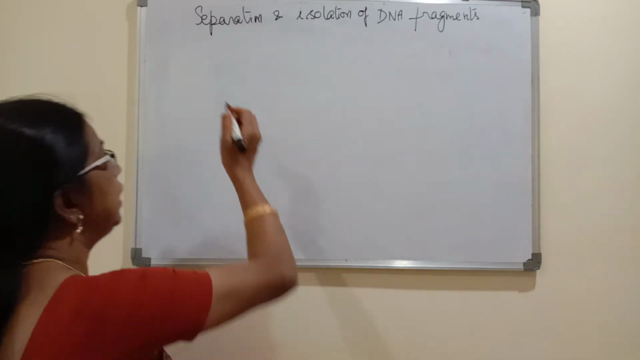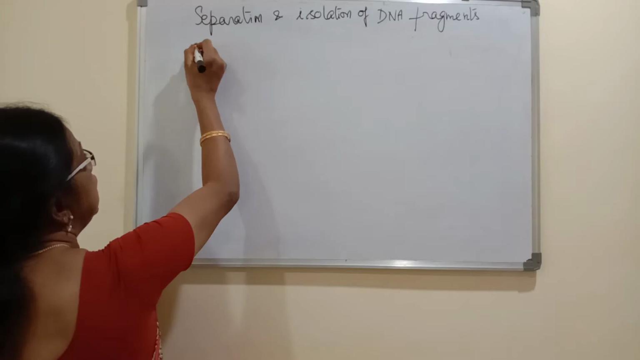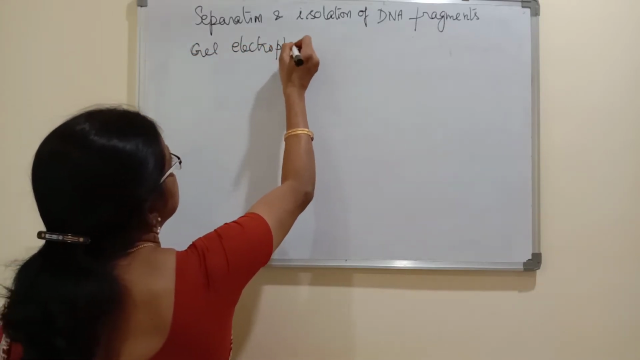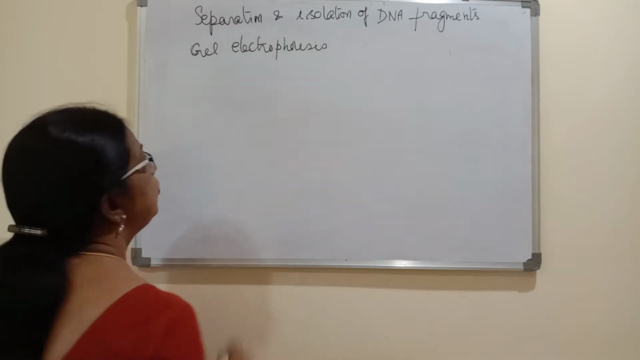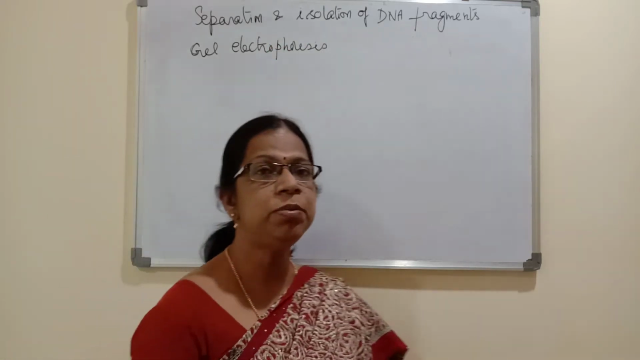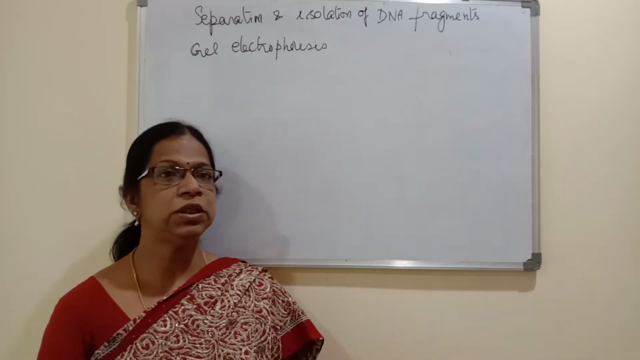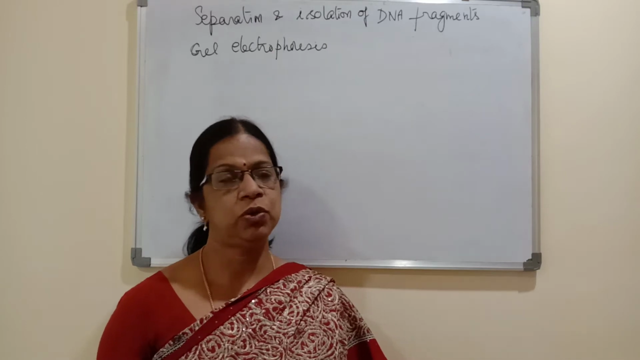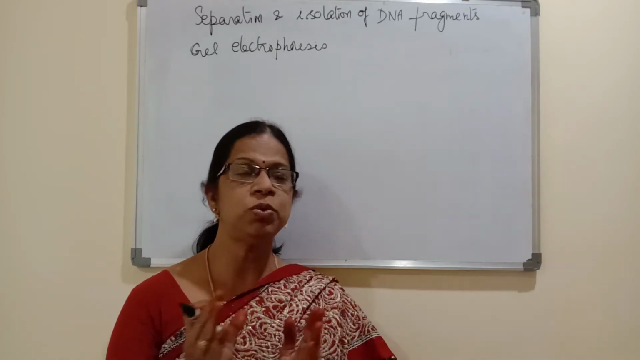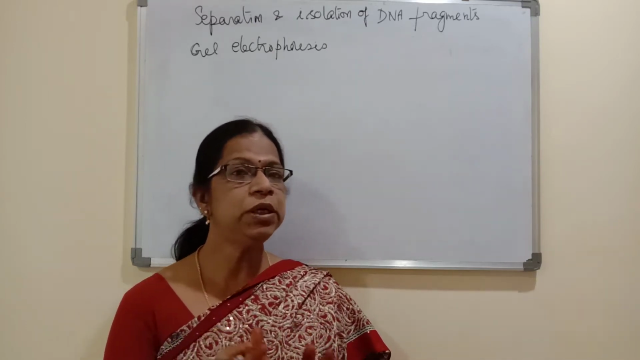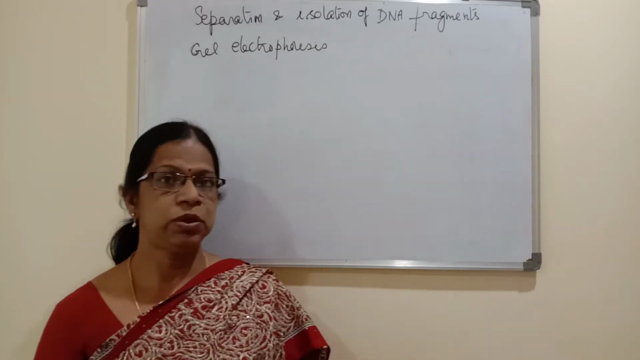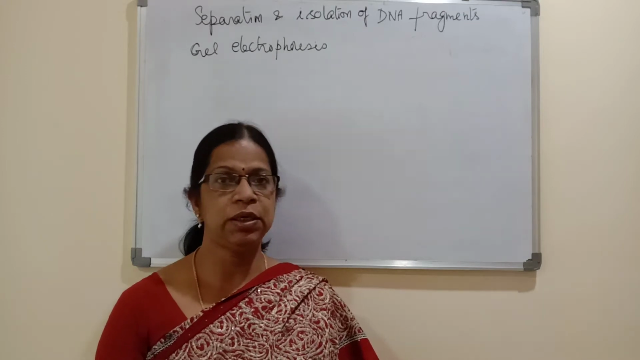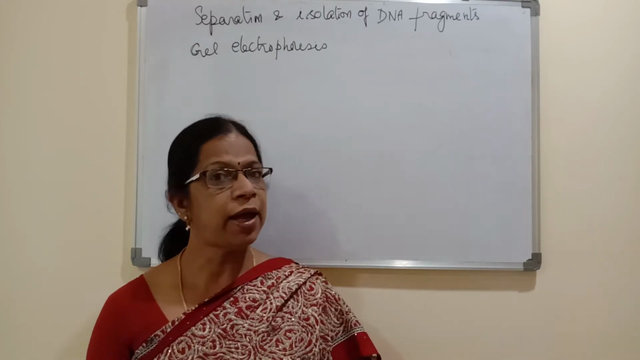So the separation technique for DNA fragments is gel electrophoresis. This technique helps in separation based on their size and their charge. DNA is a negatively charged molecule, so the fragments move towards the positive electrode. That means movement is from cathode to anode in the presence of a gel, when an electric field is passed.